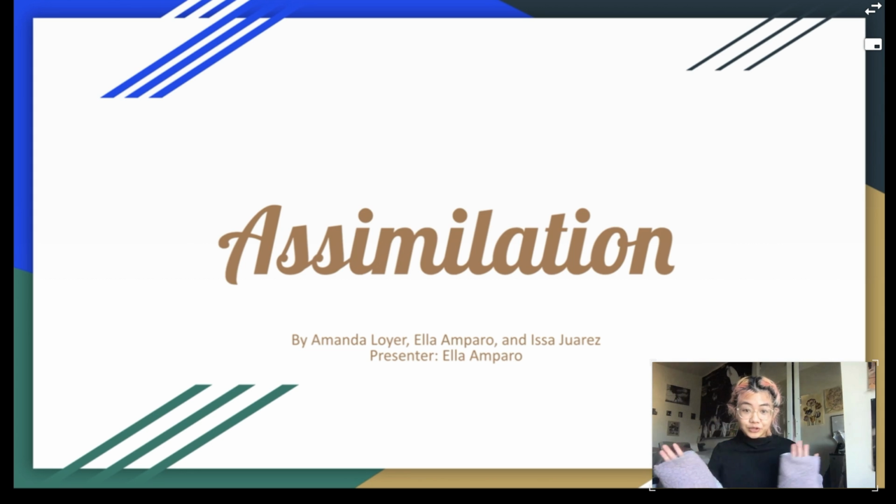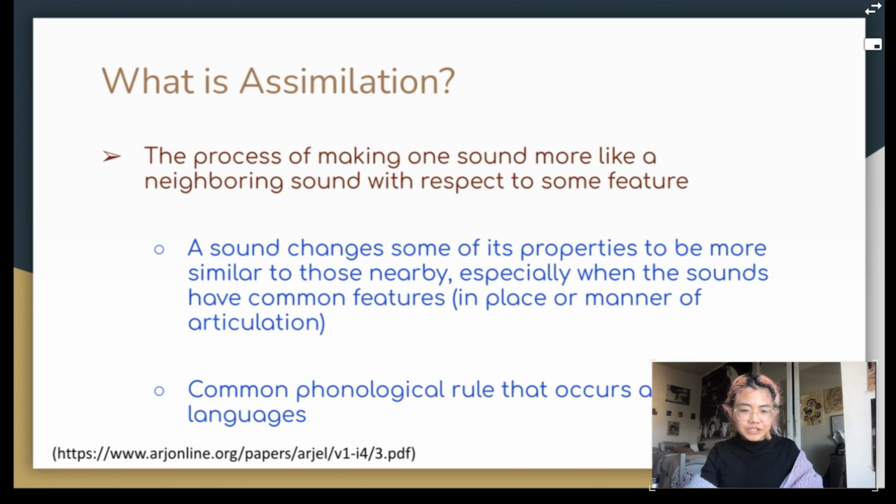Everyone, so now we are talking about assimilation, which is a really interesting and fun topic in phonology, so let's go. First of all, what is assimilation? It is a process of making one sound more like a neighboring sound, so we know that a sound actually is affected by the neighboring sounds or the sounds nearby. And it is actually a common phonological rule that occurs in all languages.